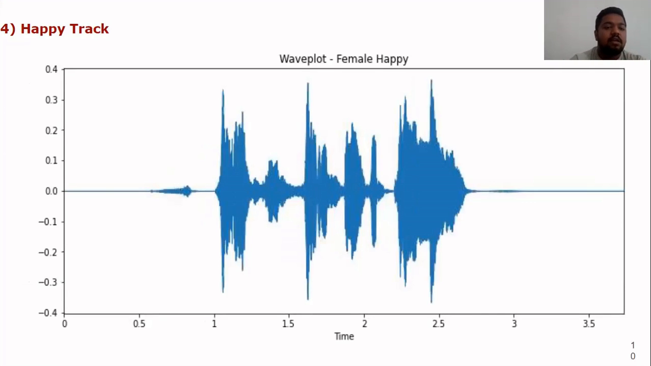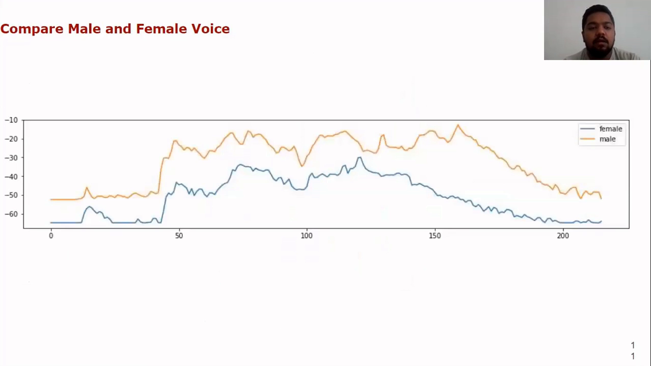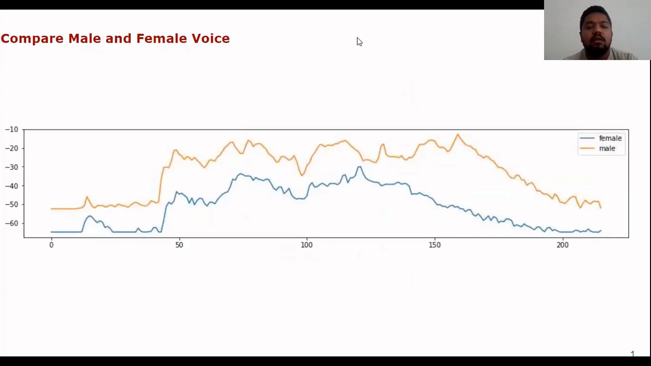It is the same for the happy track also. When comparing the male and female voice, we can clearly see that the male amplitude is higher compared to female. This comparison of male and female voice is for the surprise emotion.